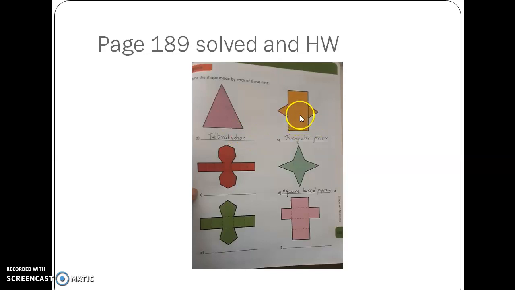Now what is this? This is a triangular prism. Can you see these 2 triangles? So this is a prism, but it is a triangular prism. Now I want you to solve it. I will give you the answers by the end of the week. Now D is a square-based pyramid. Can you see this? This is a square at the base, and these 4 triangles will help in forming the pyramid. So what's the base of the pyramid? The base of the pyramid is a square. So it's called a square-based pyramid. So C, E and F are for your homework.